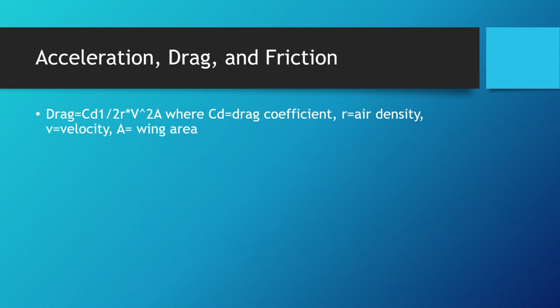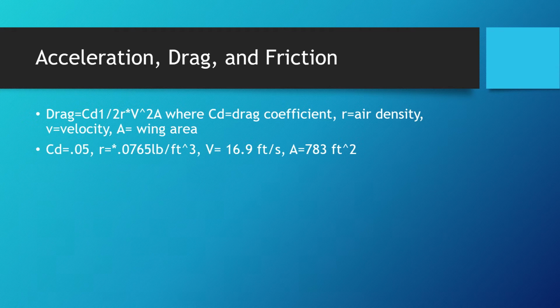We figured out the friction number here, and now we want to figure out what drag is, so we can put it onto our acceleration equation. So drag is equal to the drag coefficient times 1/2 r, which is air density again, times velocity squared times the area of the wing.